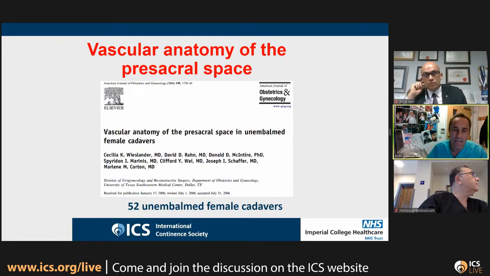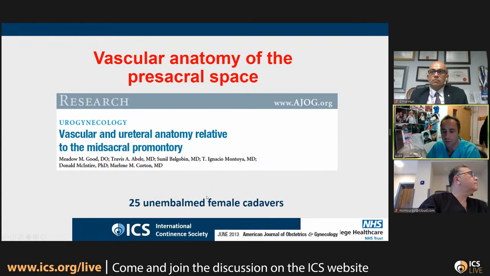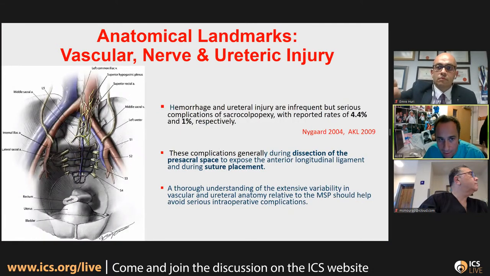These are 2 interesting studies that you can read, where the anatomy of the presacral space has been studied on 25 fresh frozen cadavers. This study is very useful if you want to learn more about the anatomy. How are the anatomical landmarks important to reduce the risk of complication? The most common complications are bleeding and ureteral injury, which have been reported between 1% and 4%.